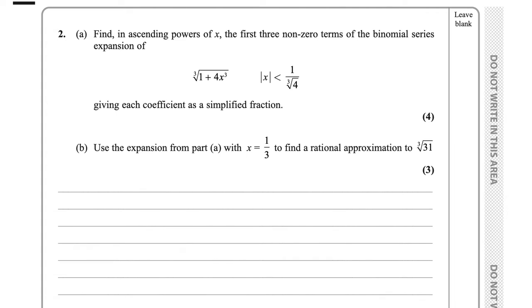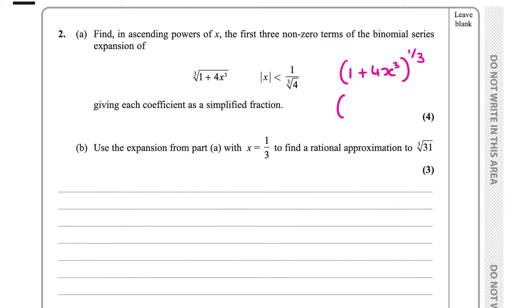Okay, question 2. Find, in ascending powers of x, the first 3 non-zero terms of the binomial series of this expansion, giving each coefficient as a simplified fraction. Okay, the first thing I want you to do with this question is to rewrite this in index form.